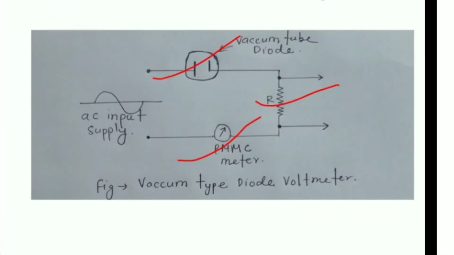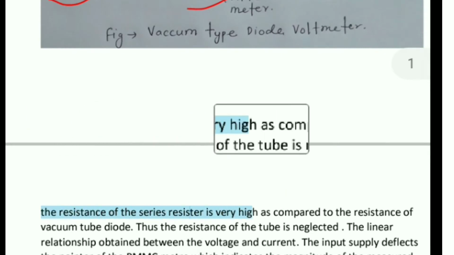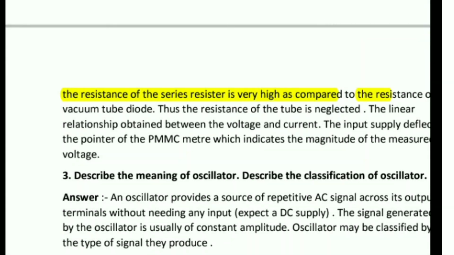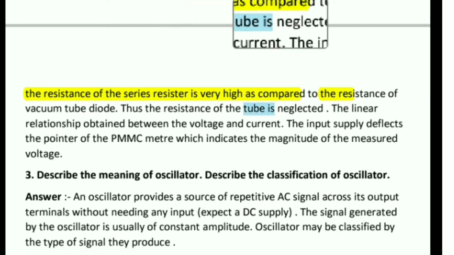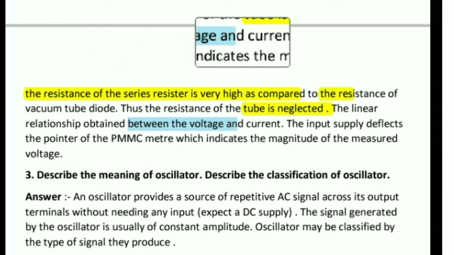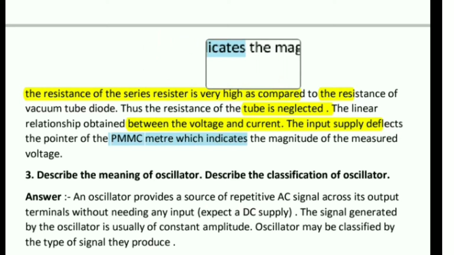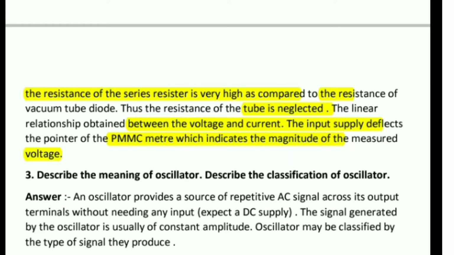This is the figure of the vacuum tube voltmeter, so remember it. The resistance of the series resistor is very high as compared to that of the vacuum tube diode. Thus the diode resistance is neglected. A linear relationship is obtained between voltage and current. The input supply deflects the pointer of the PMMC meter, which indicates the magnitude of the measured voltage.